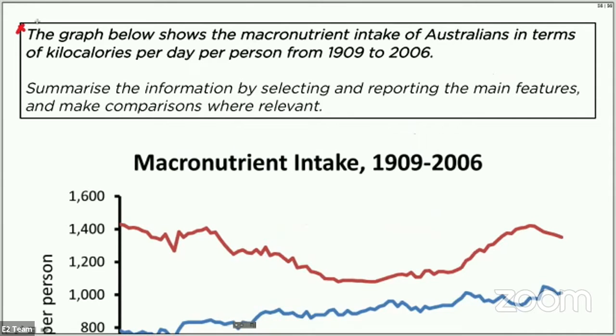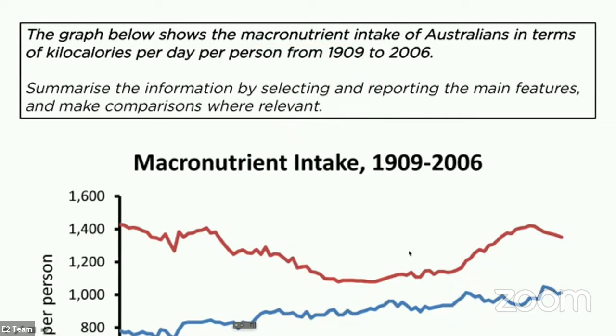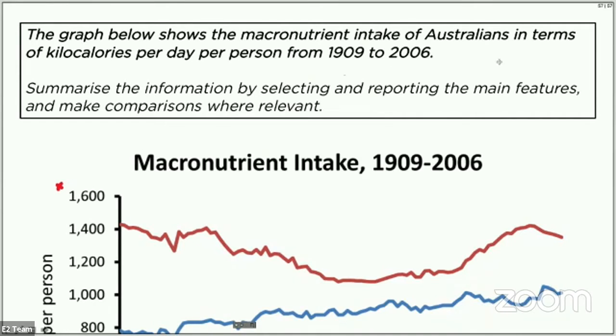The graph below shows the macronutrient intake of Australians in terms of kilocalories per day per person from 1909 to 2006. Okay, fine. The macronutrient intake. Now, if we remember, I think this was carbohydrate. This one was fat. And then below that was actually protein. So they must be macronutrients. Now, it's in kilocalories, which you can see here, 1600, 1400, etc. They're the kilocalories. Okay, fine.